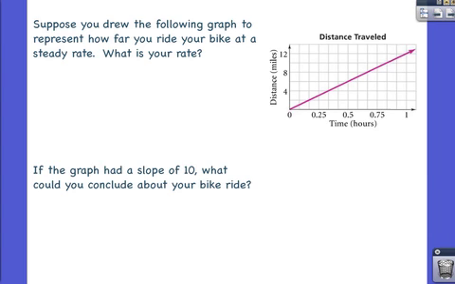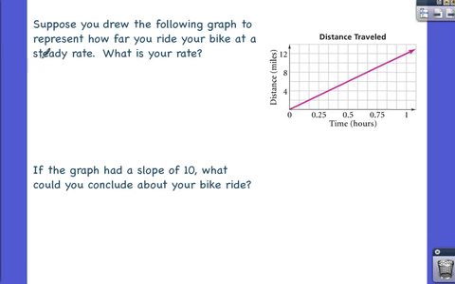Suppose you drew the following graph to represent how far you ride your bike at a steady rate. What is your rate? Well, your rate is your change in distance compared to the change in time. So we can pick 2 points that we can see very clearly on the graph. You can pick any 2 points that you know for sure are on there.